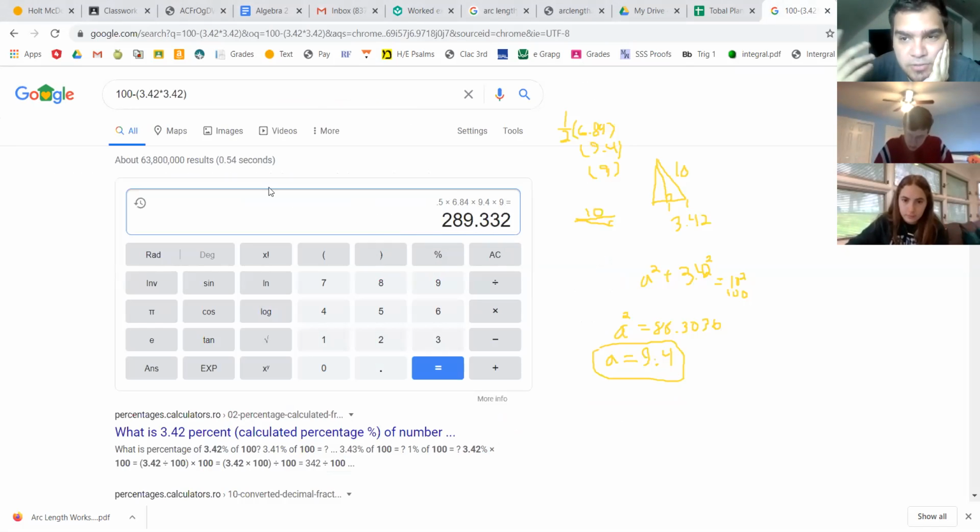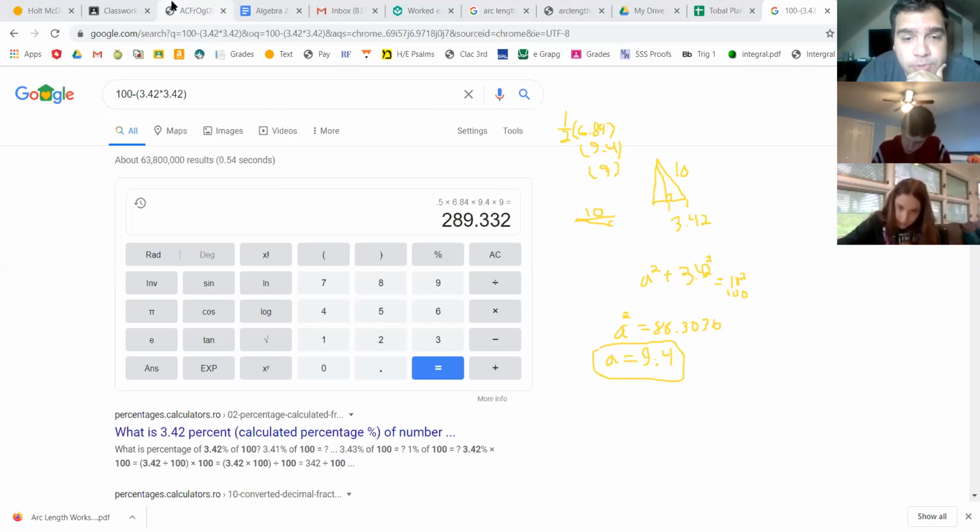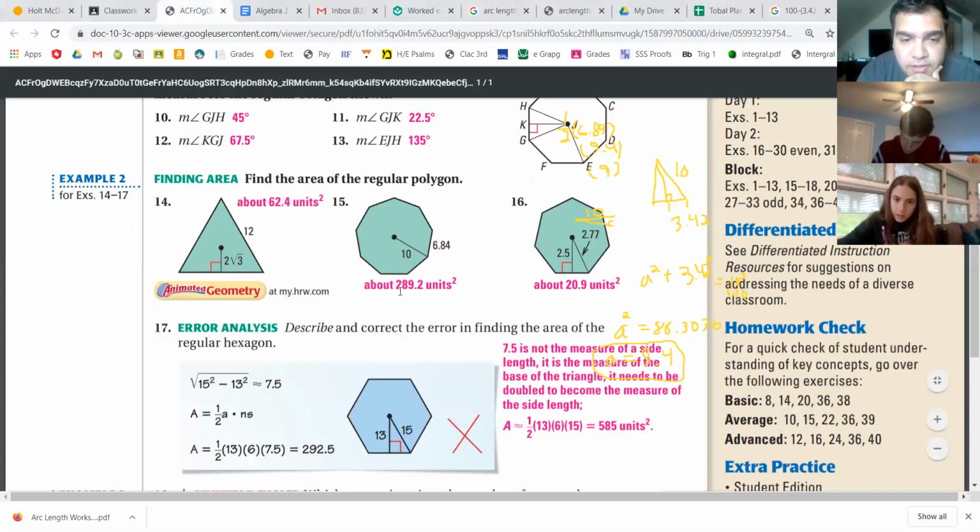And anyone who's watching this in the future, or anyone who did it by hand, your answer might be a little off with the decimals depending on how you round it. So it's okay if you got like 288.3, that's fine, because it could be a little bit off depending how you round certain things. Okay. So that should be 289.33, it says on my calculator. They said 289.2 exactly. I got a little bit off.